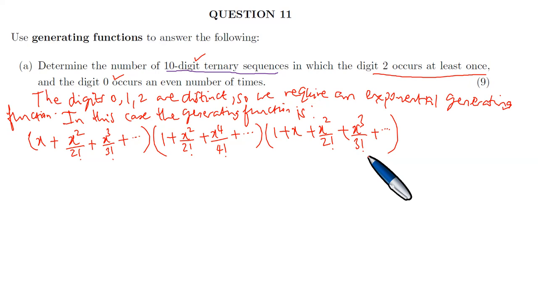If the digit 2 occurs at least once, it means you start from 1 as the power of x. Because it's at least once, the power of x is going to be 1, 2, 3, 4, 5, 6, 7, 8, etc. Those are the particular cases. Note that. Also, since there's an "and" here, you multiply.